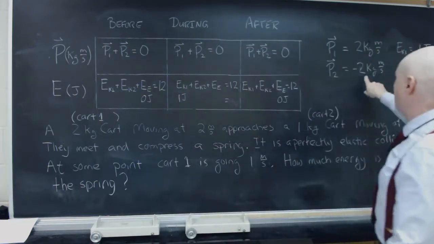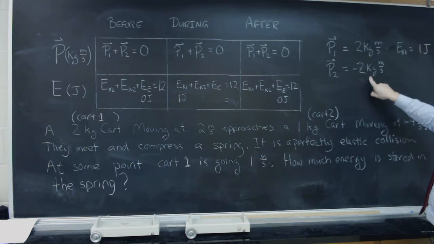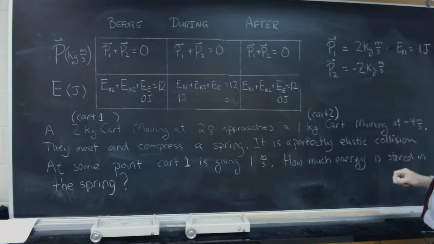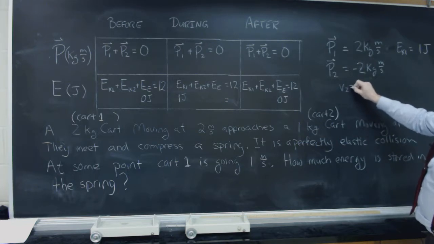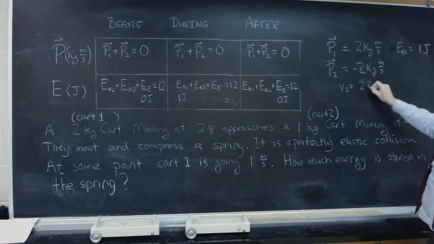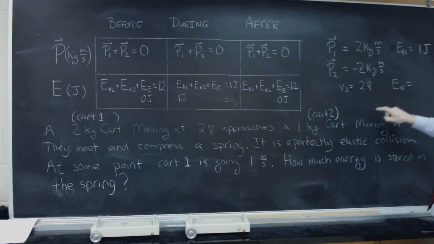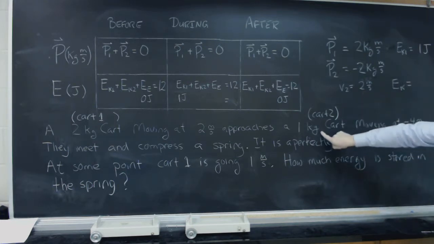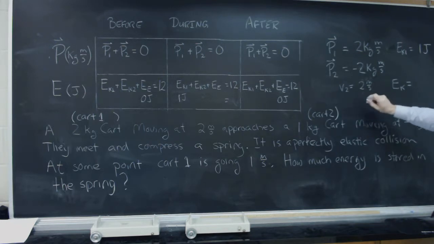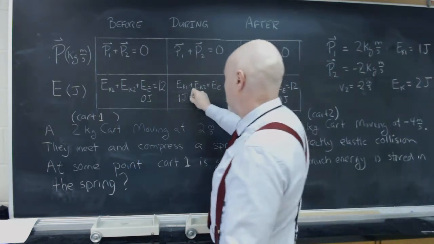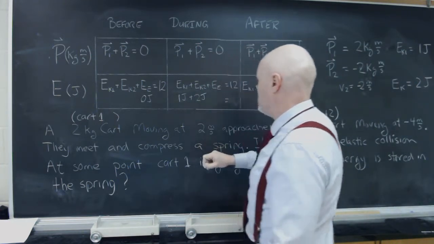During the collision, cart 2's momentum is -2 kilogram meters per second, and cart 2 is 1 kilogram, and so the velocity at this point is going to be -2 meters per second. And the kinetic energy of cart 2, we can calculate 1/2 times 1 times v squared. And so 1/2 times 1 times -2 squared is 2 joules. And so now we know that cart 2 has an energy of 2 joules.